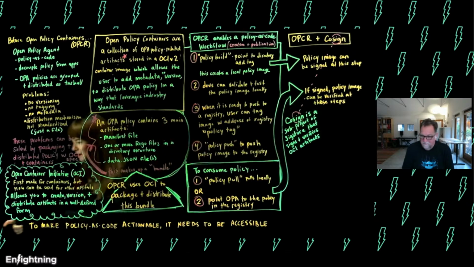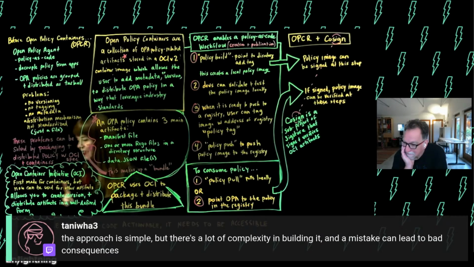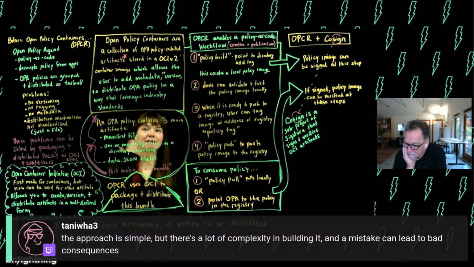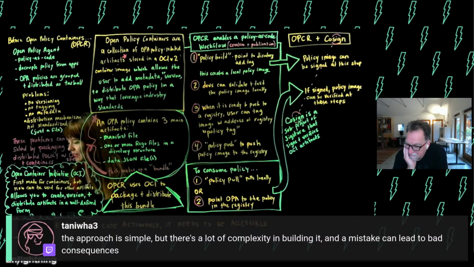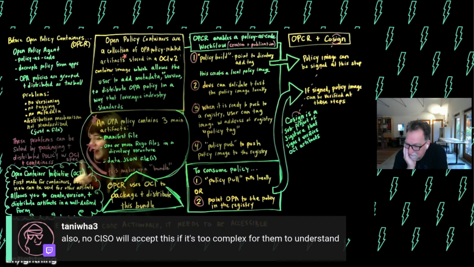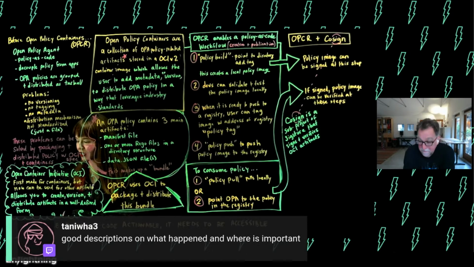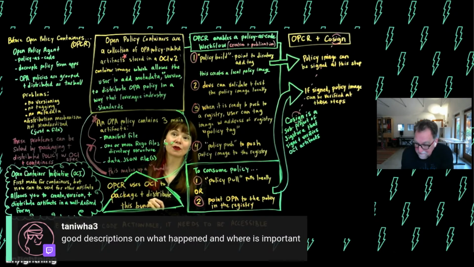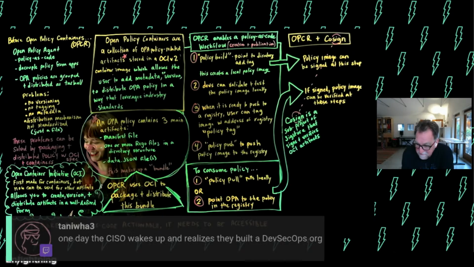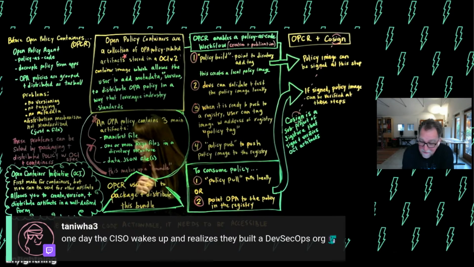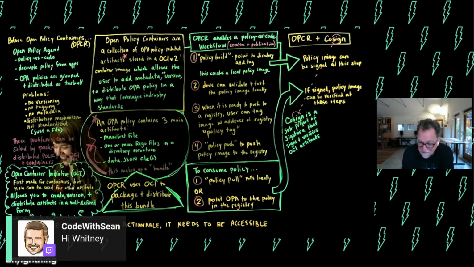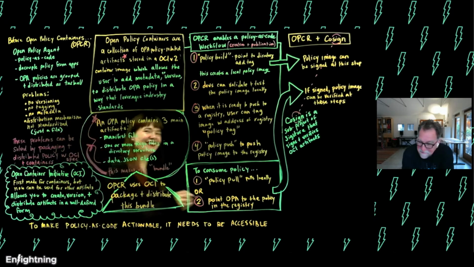Taniwa has a lot of nice comments. I enjoy Taniwa. The approach is simple, but there's a lot of complexity in building it, and a mistake can lead to consequences. Code with Sean's here. Hi, Code with Sean. Also, no CISO will accept this if it's too complex for them to understand, so good descriptions on what happened and where are important. Absolutely. And one day the CISO wakes up and realizes they built a DevSecOps org. It's so true. And hello again to Code with Sean. Thanks for being here, friend.